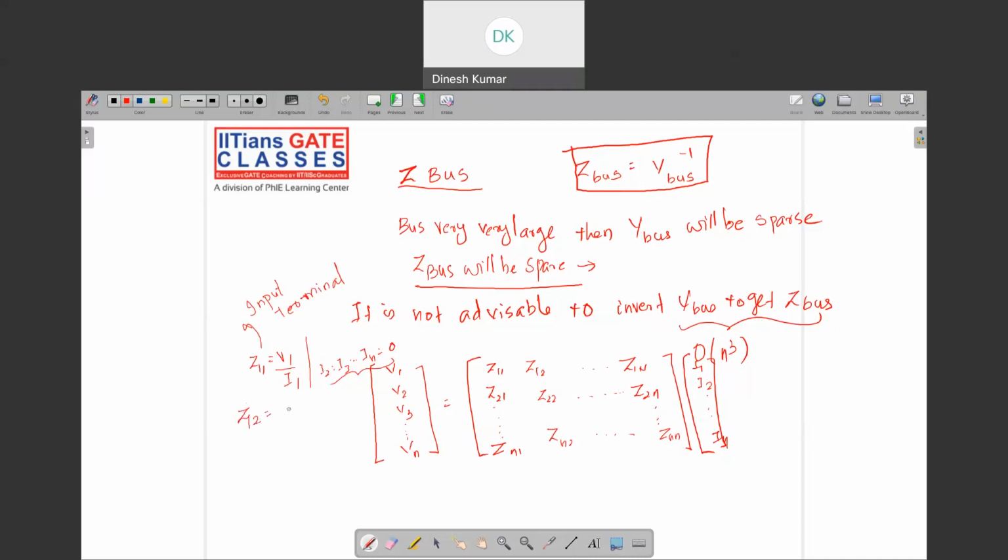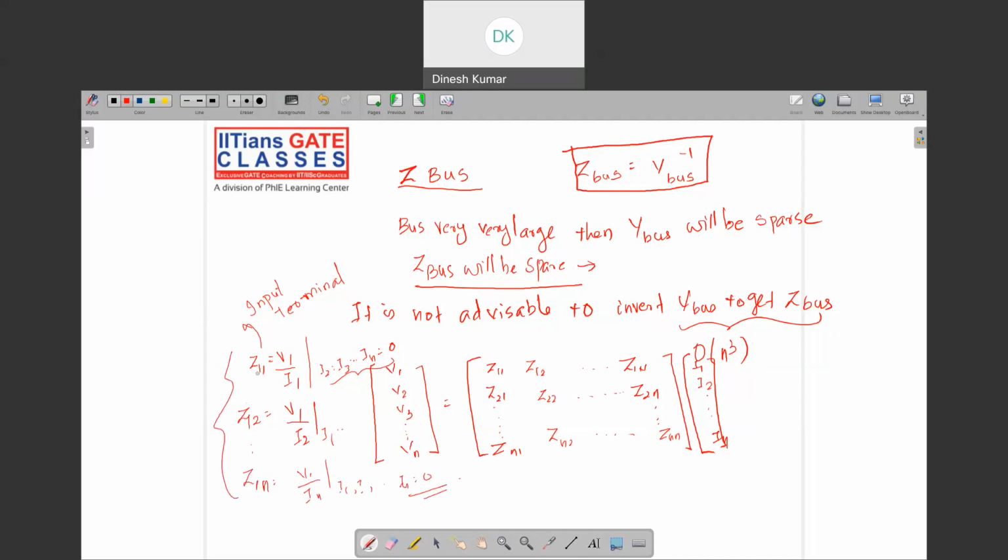Z12, that will be V1 by I2, with all other currents 0. This is not exactly the driving point, it is something like a transfer impedance. We are applying voltage at V1 and measuring current at I2. Similarly, we can find Z1n, that will be V1 by In with I1, I2, etc. equal to 0. So this is basically the definition for the Z matrix.